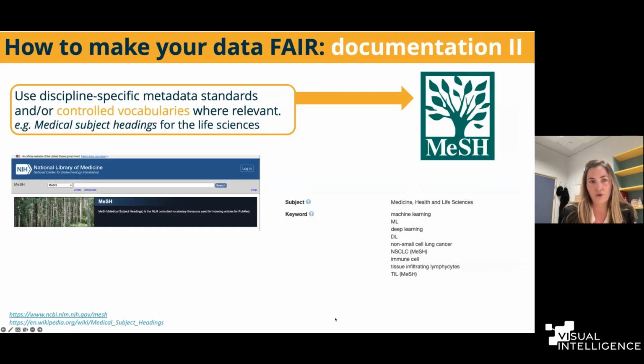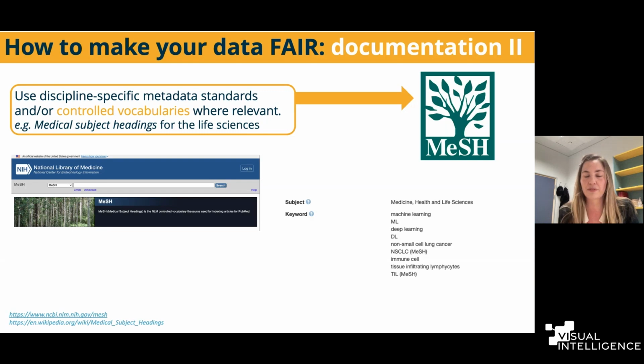And so I mentioned using controlled vocabularies when appropriate. For some subjects, there are discipline-specific metadata standards and controlled vocabularies. A good example of this is in the life sciences, MeSH, the Medical Subject Headings, which you can find through the National Library of Medicine. These provide a specific vocabulary to describe topics or factors within the life sciences. So if you assign these controlled vocabularies, it makes it much easier to make your data more machine readable.